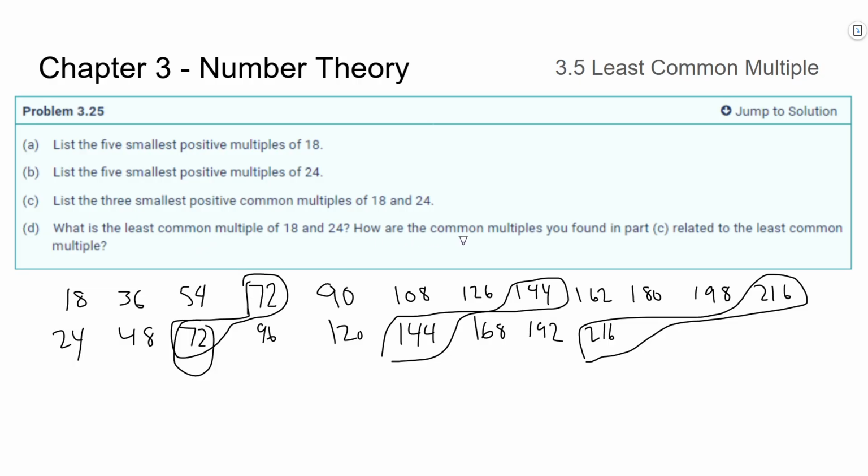Okay, how are the common multiples you found in part C related to the least common multiple? Well, it's just the smallest one, right? Okay, so this is a way to find common multiples.